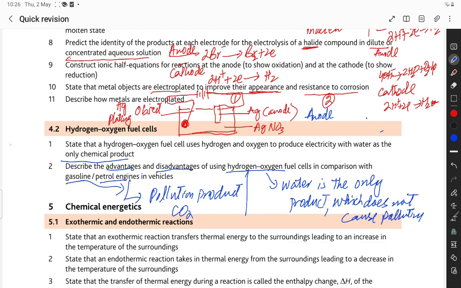And this is the diagram of the hydrogen oxygen fuel cell. This is the porous spot, and on this side hydrogen gas is provided to the fuel cell, and on this side oxygen gas. This is the diagram of the hydrogen oxygen fuel cell. These are the two electrodes.